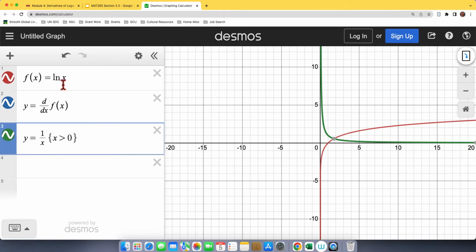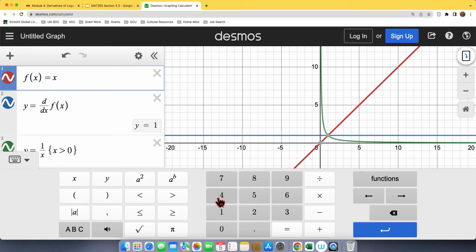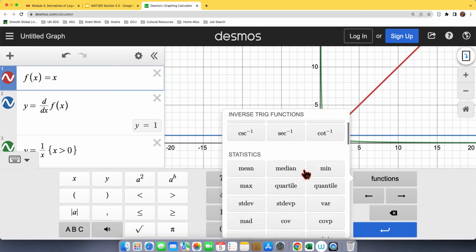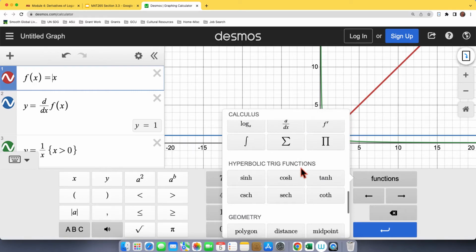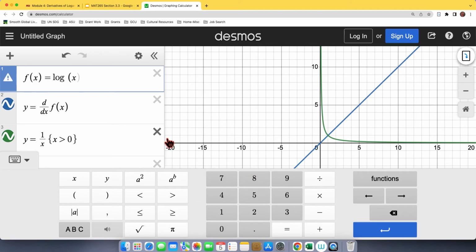But what if we didn't have the natural log? Desmos will allow you to put in a log with some other base. So we go to functions, scroll down a bit, and we can actually put in log with some other base. We could do the common log, but let's do log base... any suggestions? 6? Did I hear 6? I don't know. We'll put 6.